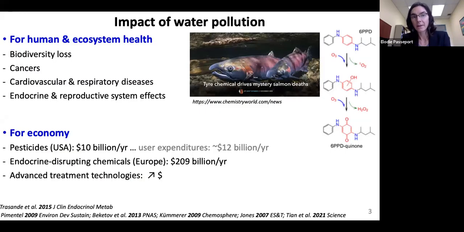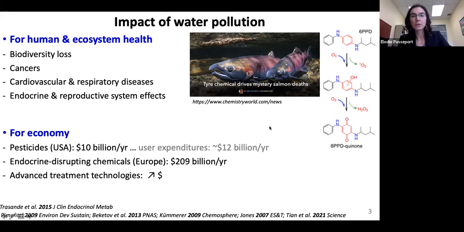The presence of these contaminants in the environment can have deleterious impact not only on human and ecosystem health, but for the economy as well. They can generate biodiversity losses, be at the origin of various cancer or cardiovascular and respiratory disease, and negatively impact the endocrine and reproductive system. And so I just gave one quick example here, which is a recent example that you might have heard of.